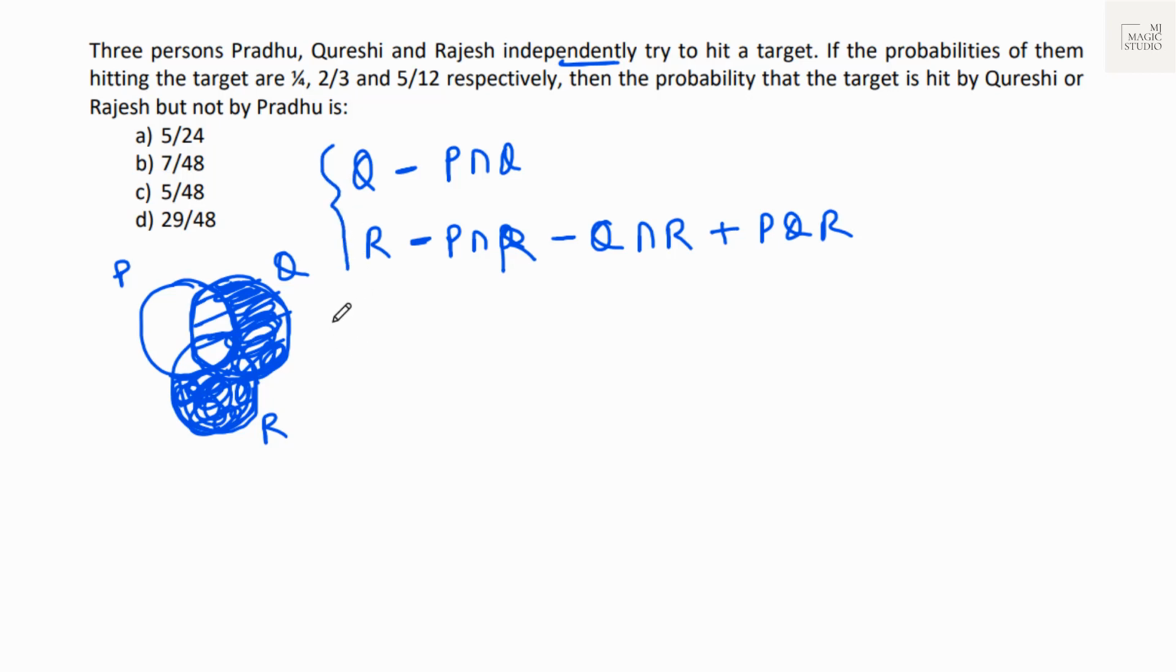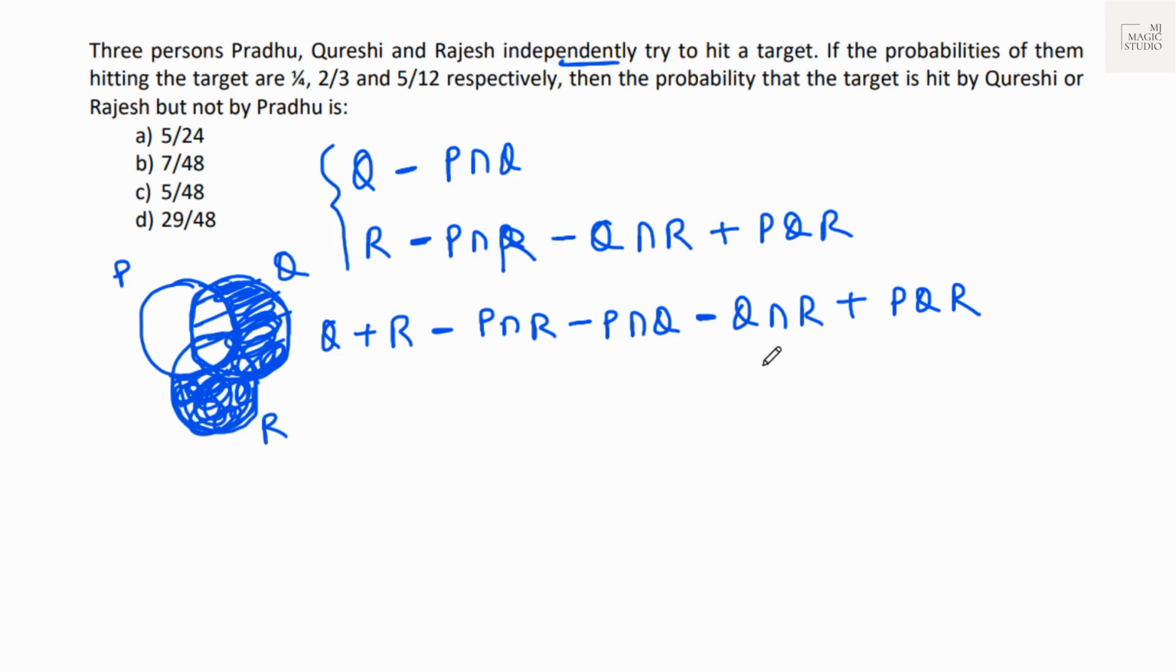We need to add this. So it is simply Q plus R minus P intersection R minus P intersection Q minus Q intersection R plus PQR. And since all of these are independent events, we can use the concept of independent events. Probability of A and B, if A and B are independent events, is given by P(A) into P(B). So let's just do this.